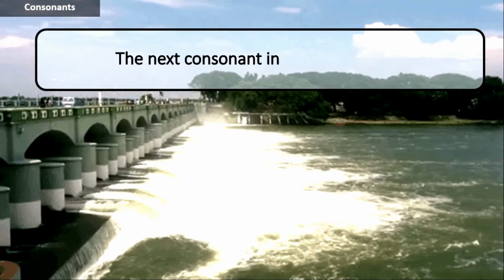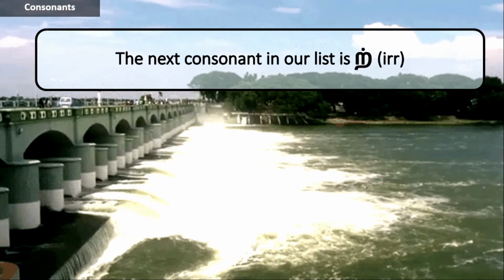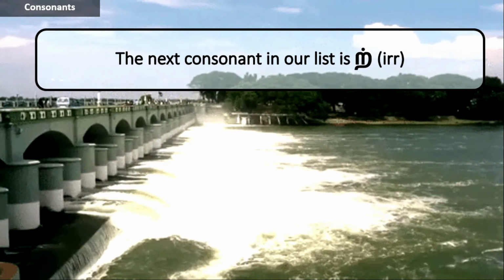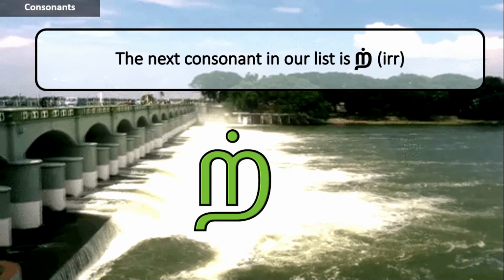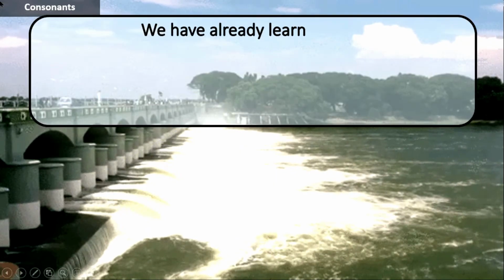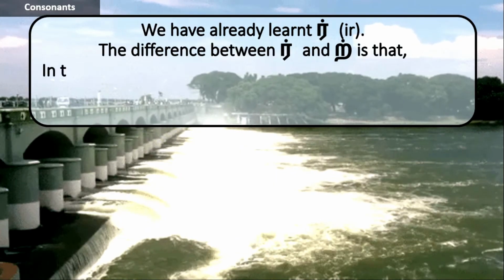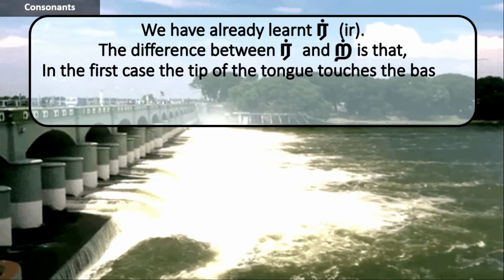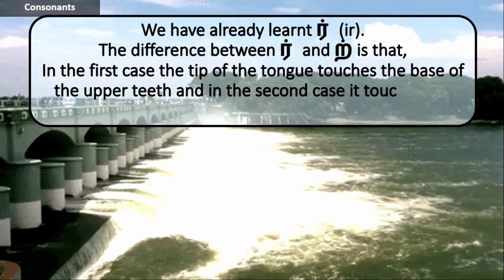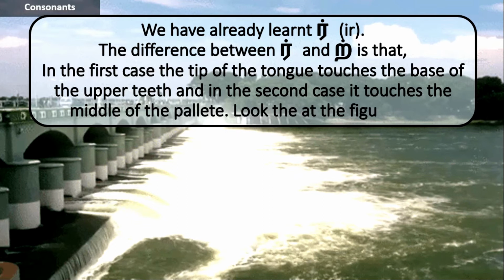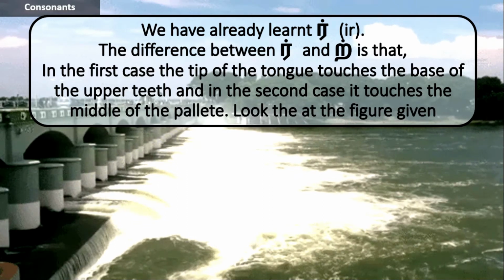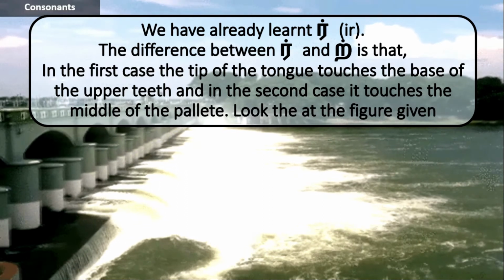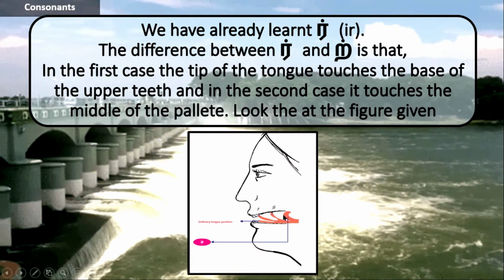The next consonant in our list is ir. We have already learnt ir. The difference between ir and ir is that in the first case, the tip of the tongue touches the base of the upper teeth, and in the second case, it touches the middle of the palate.